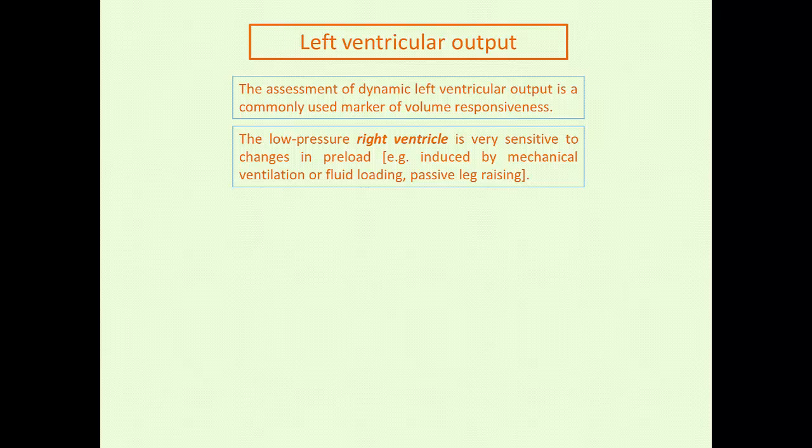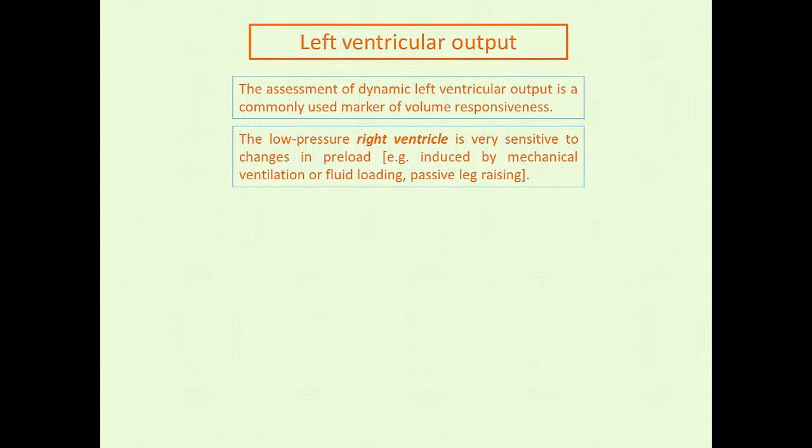So what is the genesis of these dynamic changes in left ventricular output? Well, it's actually induced by changes in right ventricular output just a few beats before you see the changes in the left ventricular output. So the low pressure right ventricle is very sensitive to changes in preload. So a good way to induce a change in preload is to raise your intrathoracic pressure. And as we saw in the first portion of this chapter, if you raise the intrathoracic pressure, the right heart cardiac function curve shifts relative to the systemic venous return curve, and you have a reduction in preload as a function of the increase in intrathoracic pressure.